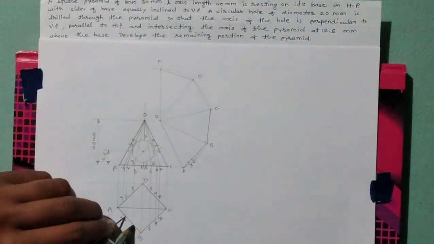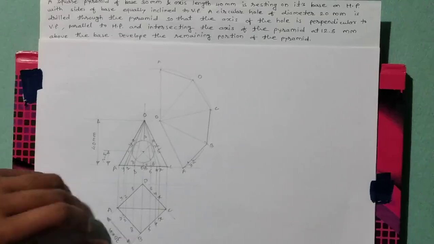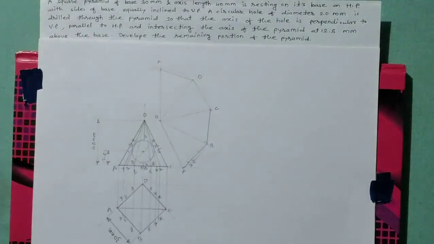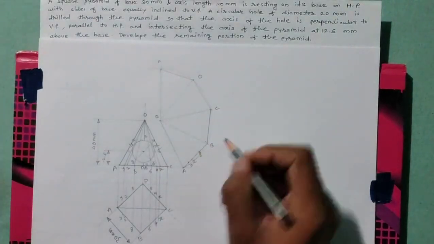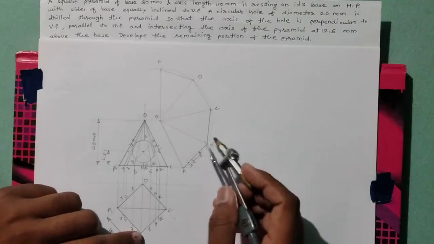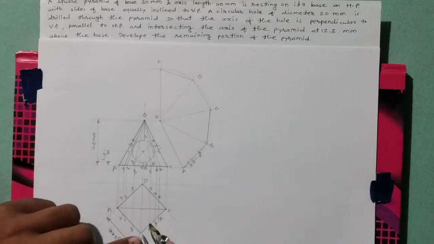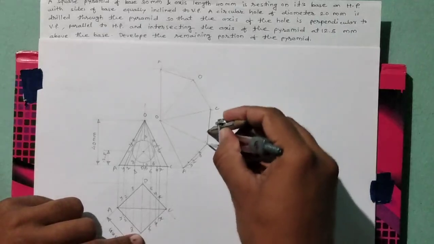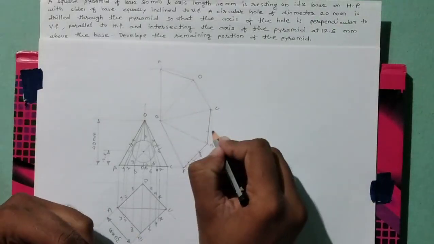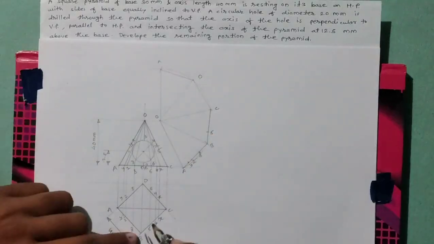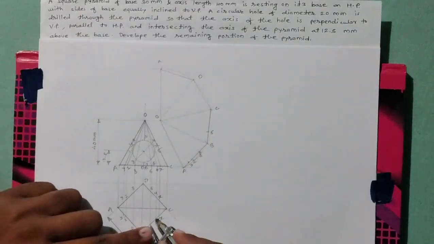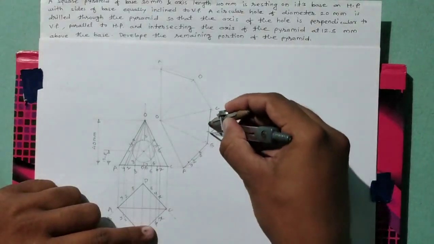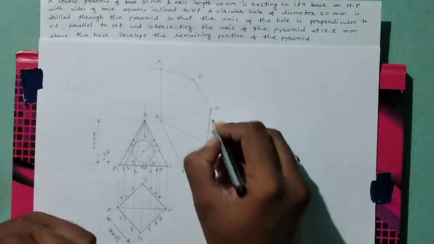After that, 2 to 8. Take this distance 2 to 8 and name it here as 8. After that, there is the B point already here. Again take the distance from B to 6, put it here, and name this as 6. After that, 6 to 4, name this point as 4.